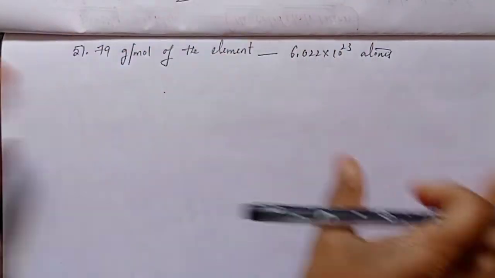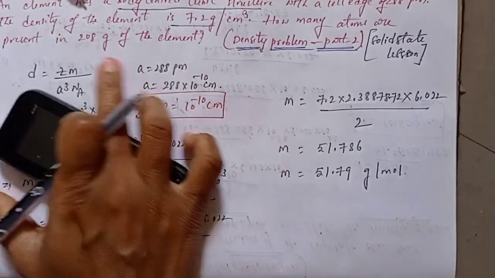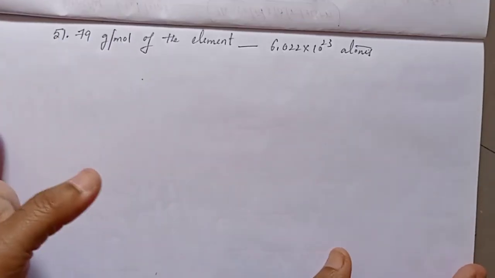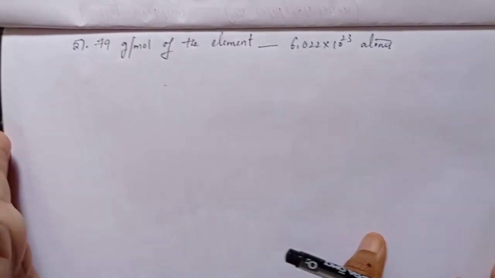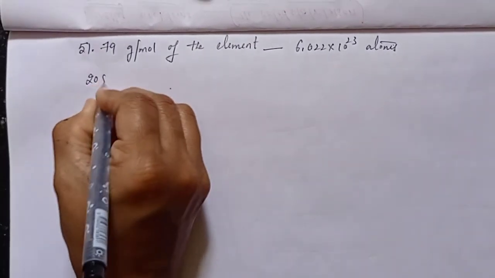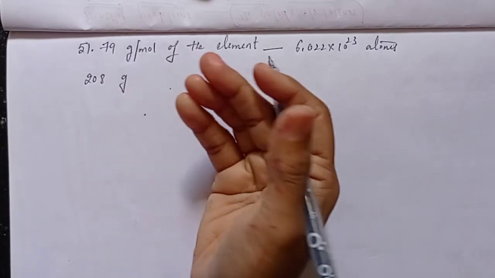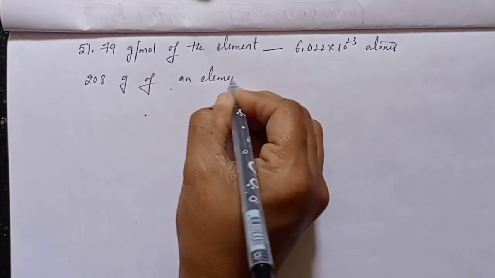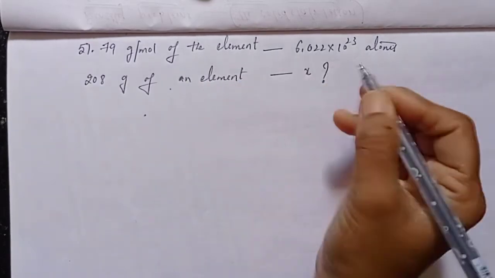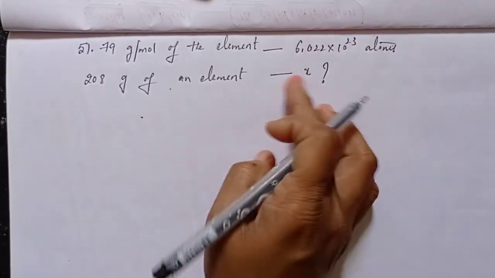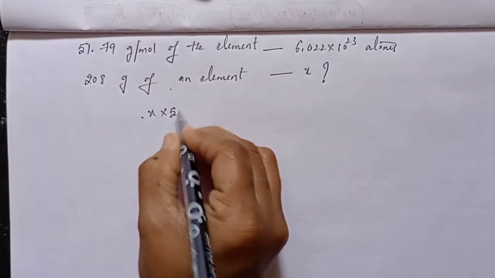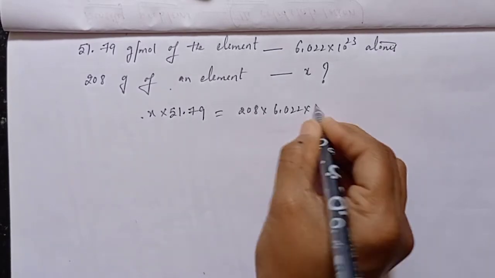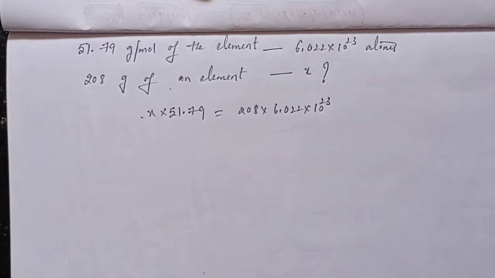So the question is, in 208 grams of the element, how many atoms are there? How to find it? In 208 grams of the element, how many atoms? X value we have to find. Cross multiplication, students, is like this. Now x into 51.79 is equal to 208 into 6.022 into 10 to the power of 23. Clear this one?